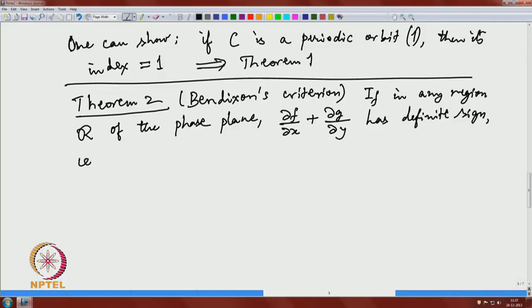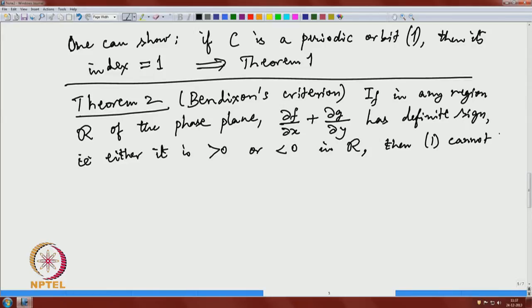So that is, either it is greater than 0 or less than 0, at all points in R. Okay. So either it is positive or negative, then one cannot have periodic orbits in R. In that region, the system 1 cannot have periodic orbits. So this is a simple consequence of Green's theorem. So let me just describe that.